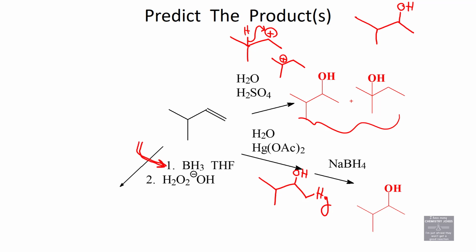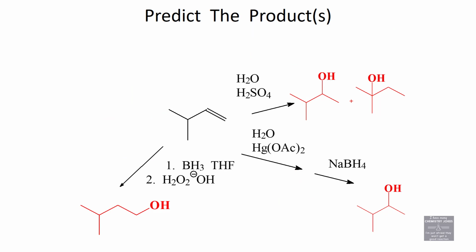Alrighty, this guy makes an organoborane. That means the BH2 gets added on the not most substituted side, and the hydrogen gets added on the most substituted side. Hydroboration, oxidation: replace the boron with an oxygen, an OH. Hydroboration, oxidation. Done.